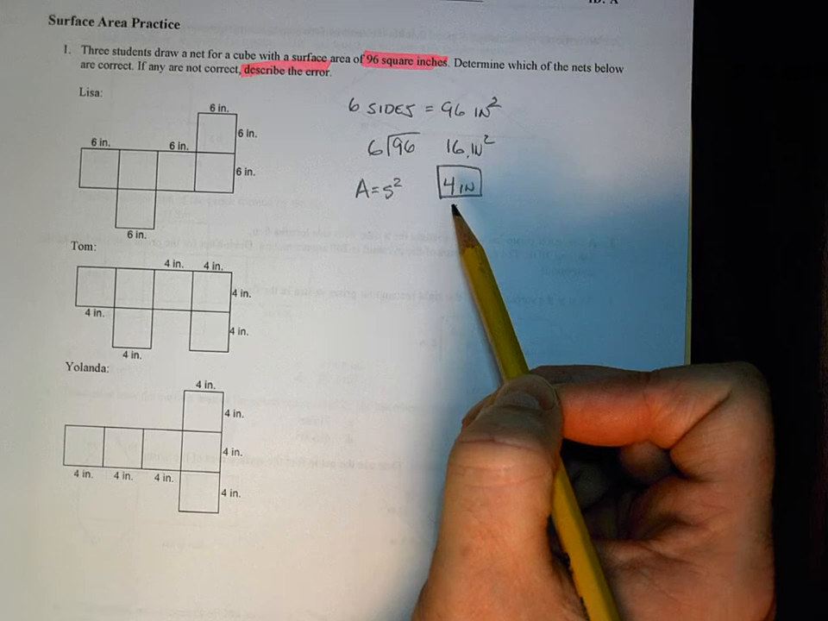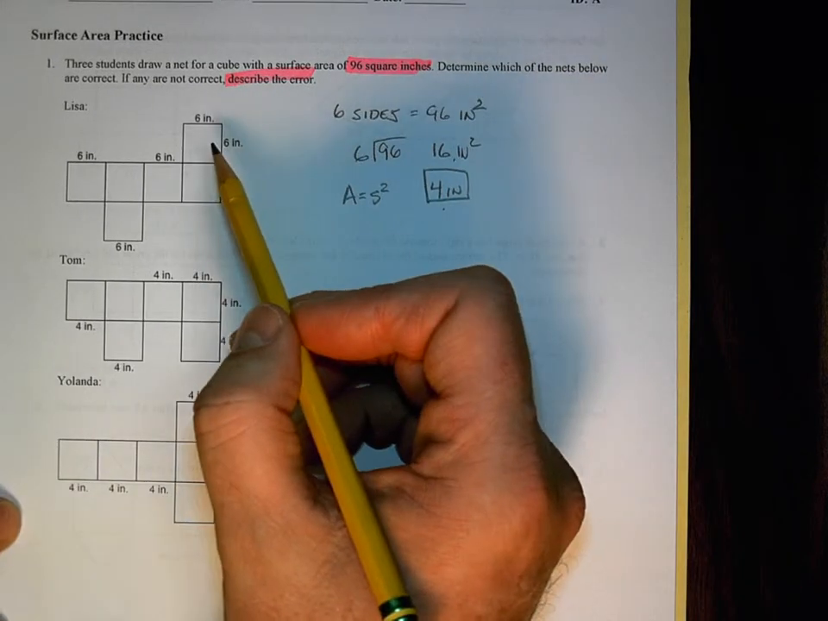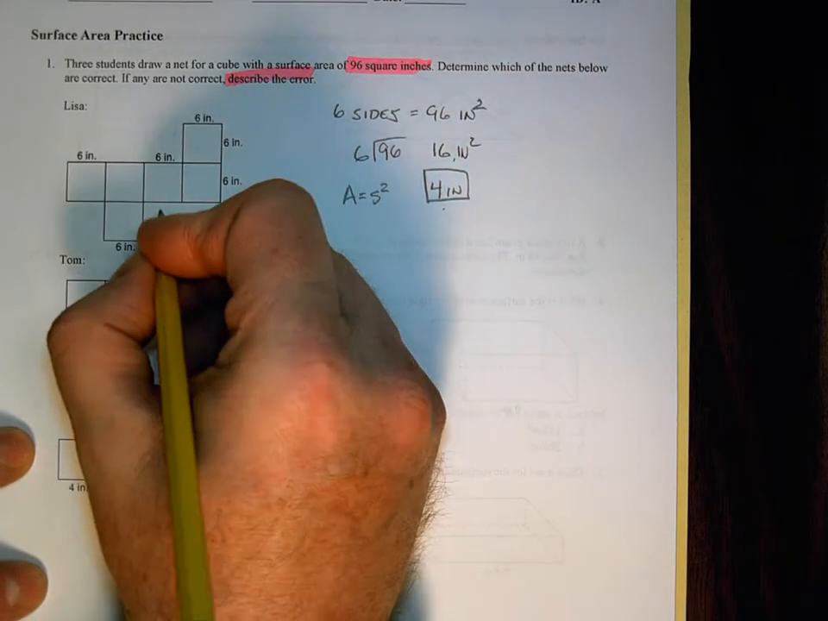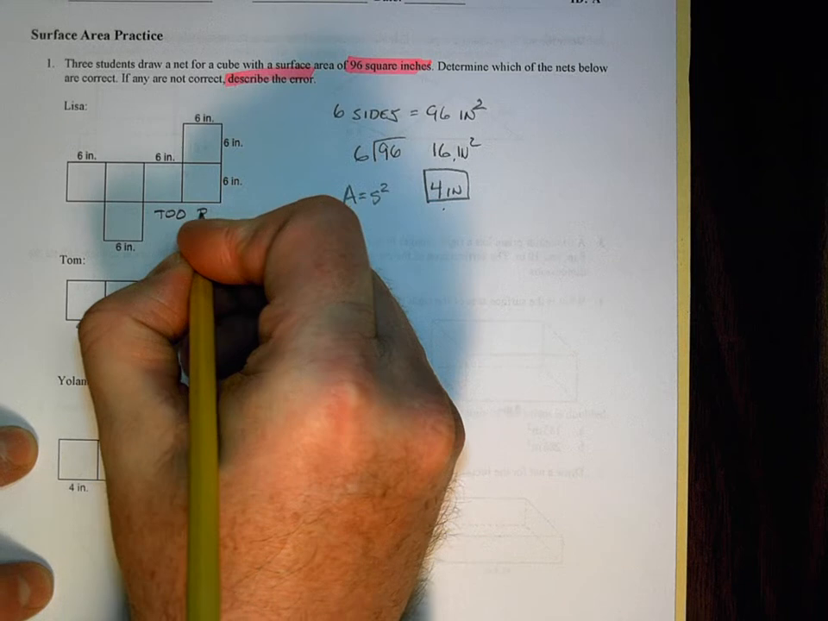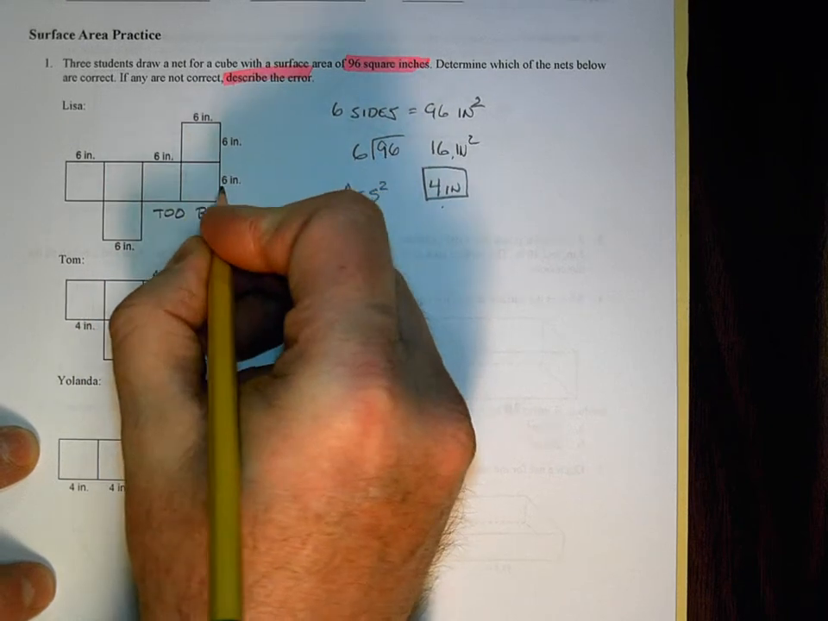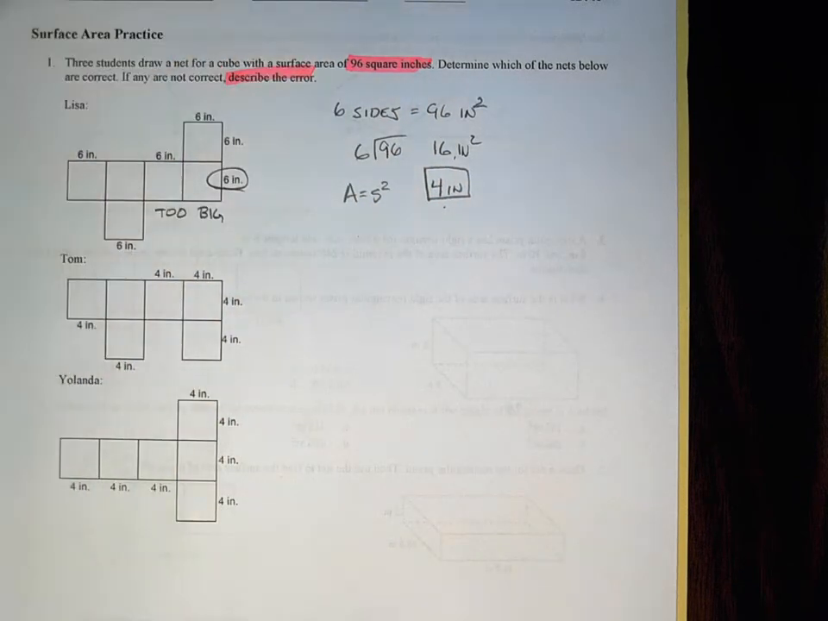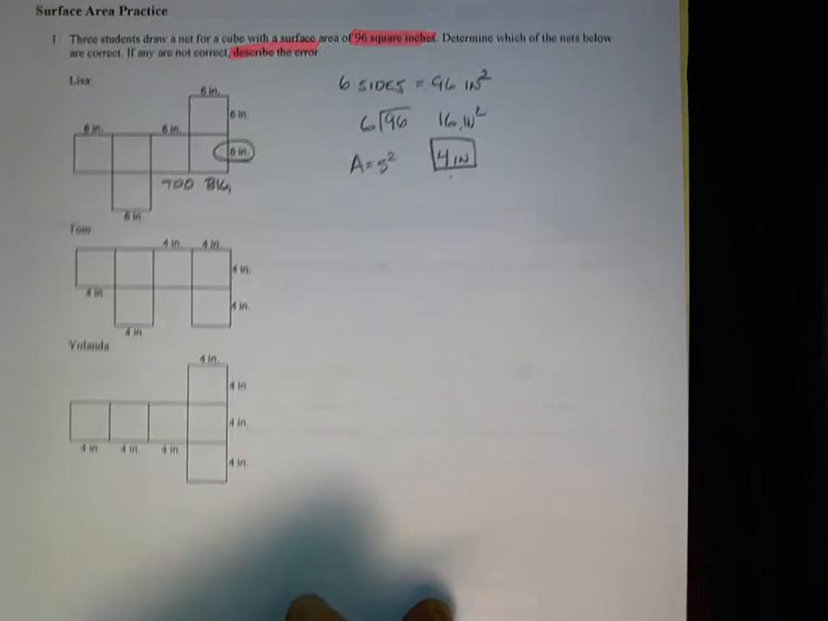Oh, well, let's look. Why do you say it's not Lisa's? Because it's 6. Yeah, this is too big. They're all 6s, and that's too big. It's the Wanda. Let's look at Tom's.